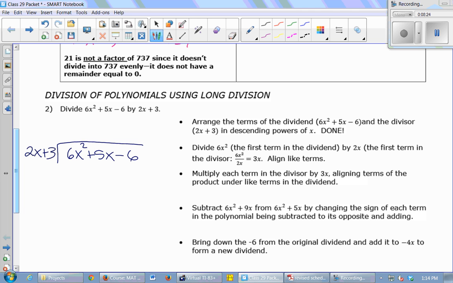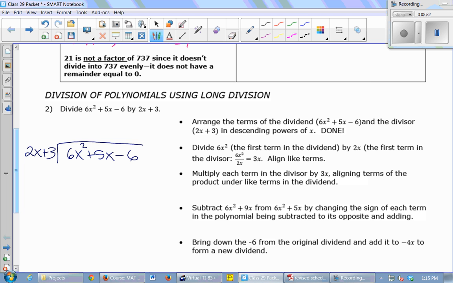Okay, so then you look at the leading terms in your dividend and your divisor, and we have 6x squared and 2x. Divide them, right? What is 6x squared divided by 2x? 3x, right? 6 over 2 gives 3, and x squared over x, you subtract the exponents and you get an x.